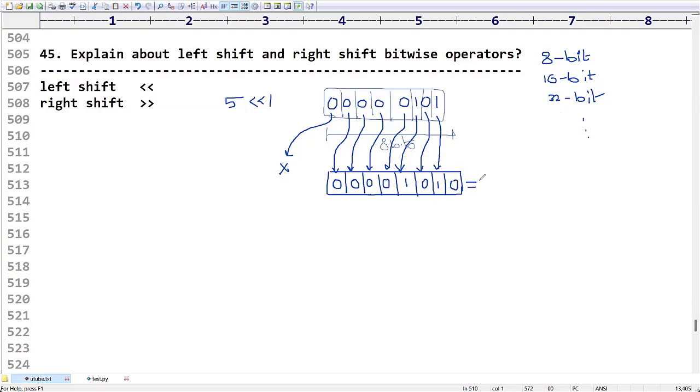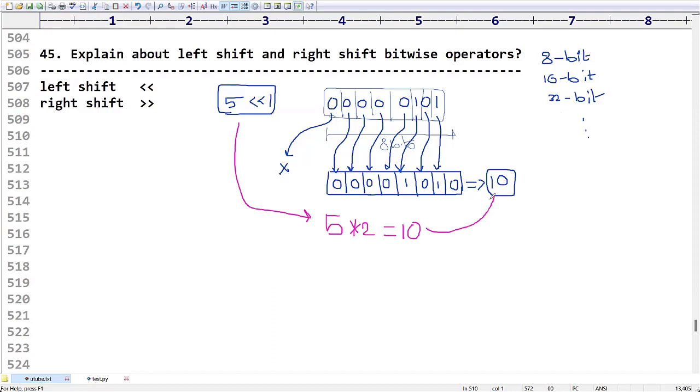Now, what is its decimal equivalent? 10. So by shifting one bit towards the left direction for the number 5, the result we got is 10. This is 5 left shift of 1. There is one small shortcut formula: if you want 5 left shift of 1, just multiply 5 by 2. The result is 10, which is our expected output.